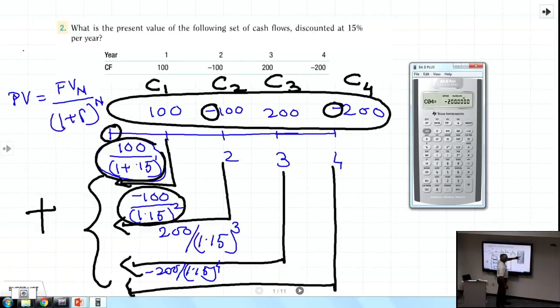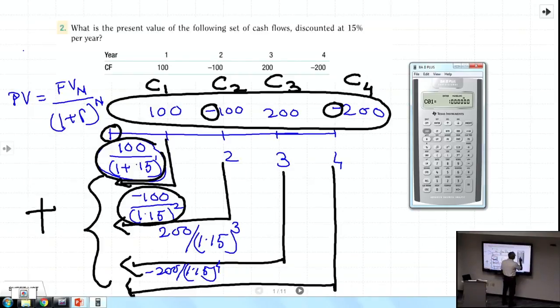I can scroll back and see C03, and all the F's remain as 1. C03 is 200, C02 is negative 100, and C01 is 100. So I've entered all of those cash flows. You can scroll up and down to make sure that the numbers that you entered are all correct.